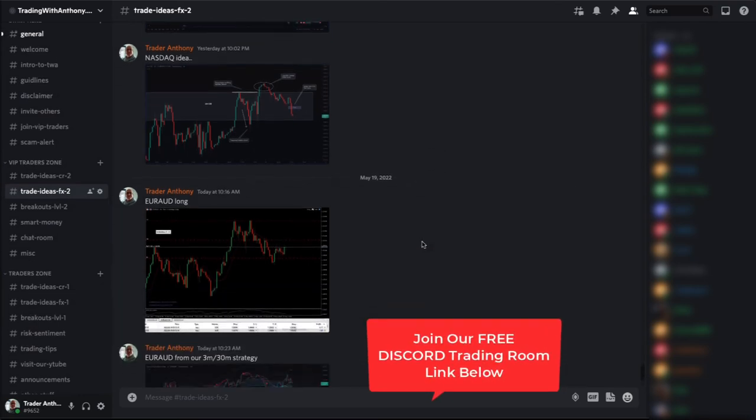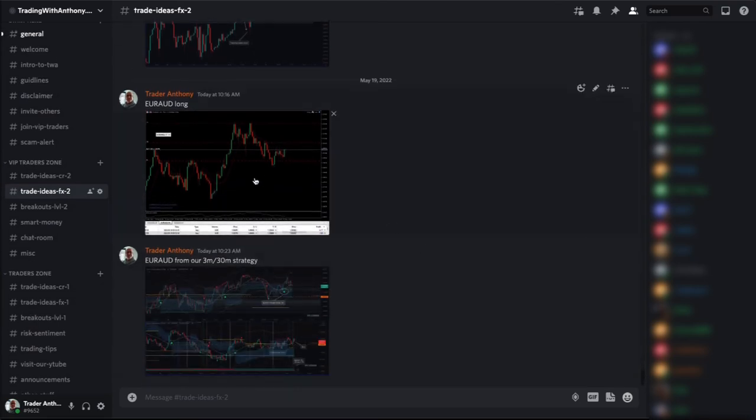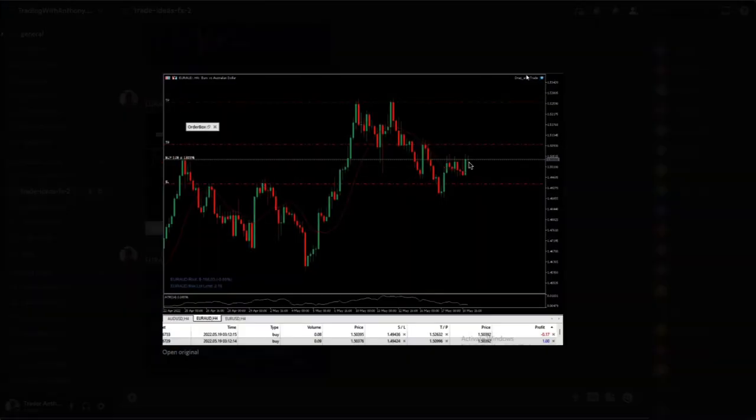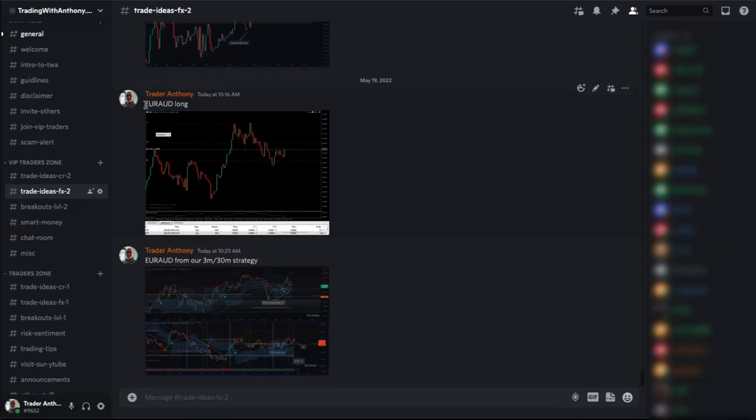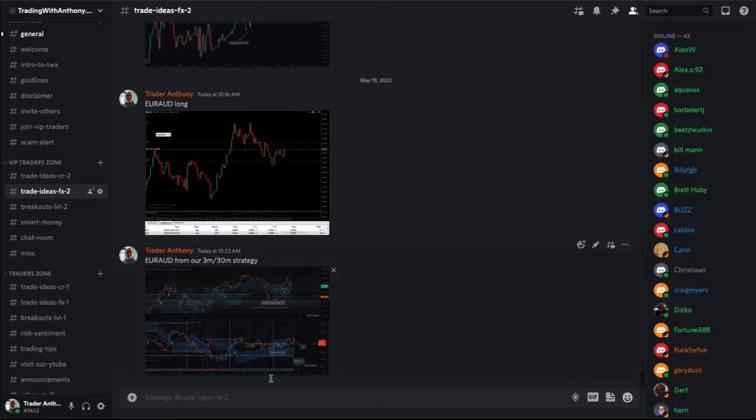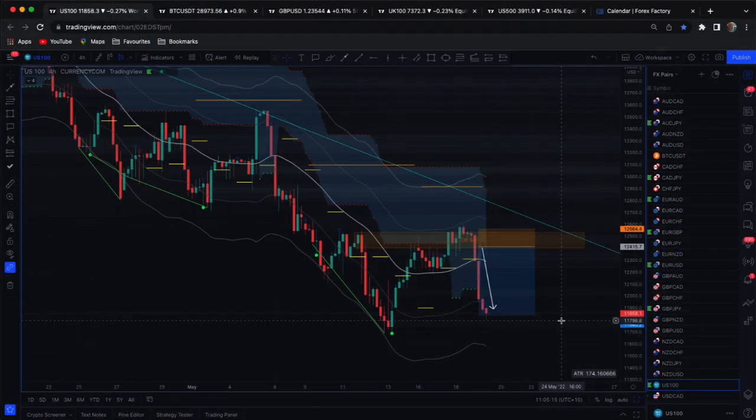Now we're going to have a look at a trade idea for today. It's this one here. It's the Euro Aussie, and just keeping this one really simple. There's my entry, buy the Euro Aussie. My guys are already in this trade. Euro Aussie long, and it's a 3-minute, 30-minute strategy. We'll just go back and have a look at the Euro Aussie.